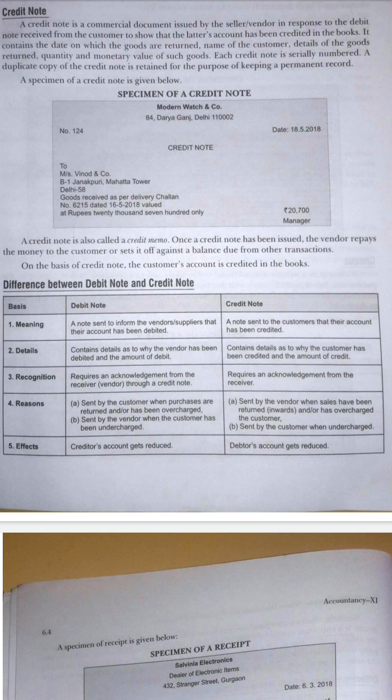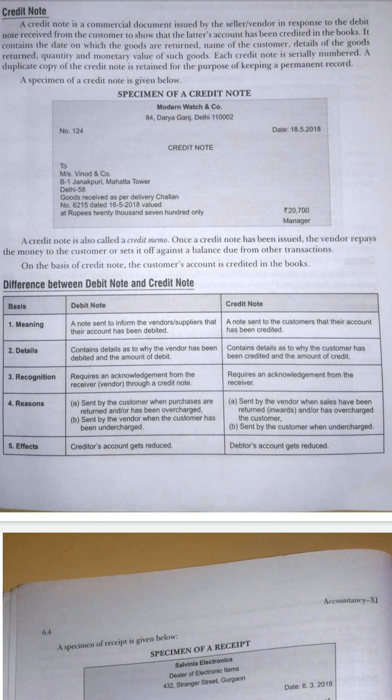Understood? So it contains the same date on which the goods are returned, name of the customer, details of the goods returned, quantity, monetary value, and each credit note is serially numbered. A duplicate copy of the credit note is retained for the purpose of keeping a permanent record. So the original copy will be sent to the customer and the duplicate copy will be retained by the seller. Understood? On the basis of the credit note, the customer's account is credited in the books. Okay, so see, this is one of the specimen copies of the credit note.